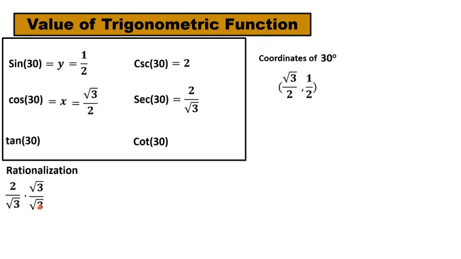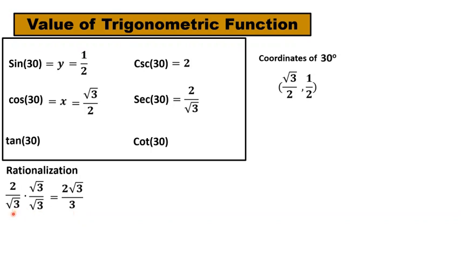So 250 times 1 is 250. Therefore, when we multiply this by square root of 3 over square root of 3, the value of 2 over square root of 3 will not change. Okay? So proceed na tayo. So multiply natin ang fraction. So 2 times square root of 3, that is 2 square root of 3. And then square root of 3 times square root of 3, that is 3.